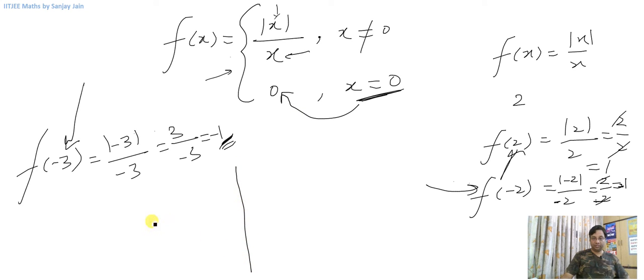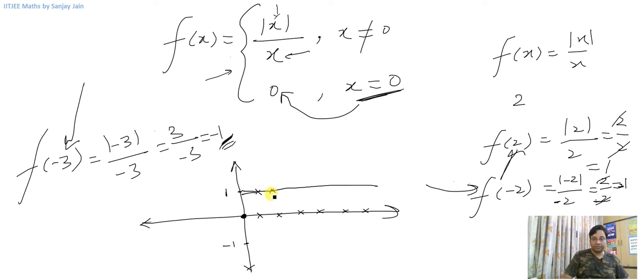If I want to draw its graph, I know the only output values that I am getting are 0, 1 and minus 1, and at every positive value of x, I am getting, now this 1 I am not getting at 0, right? At every positive value of x I am getting 1.